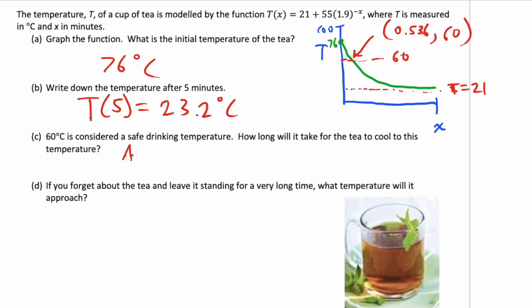So that means after only 0.536 minutes, so just about half a minute. It cools down pretty quickly at first, and then it slows down. The cooling slows down. Okay, if you forgot about the tea and left it standing for a long time, what temperature will it approach? That's the horizontal asymptote. So it approaches 21 degrees Celsius.